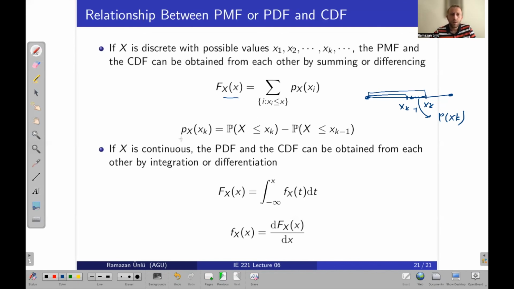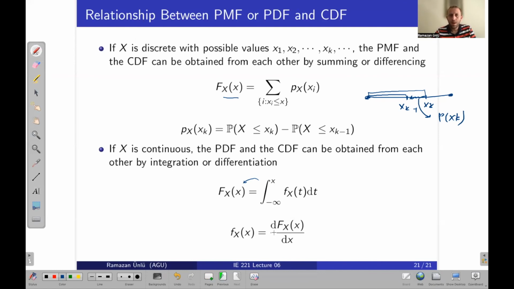If x is continuous, the PDF and CDF can be obtained from each other by integration or differentiation. So what I mean is, the integration of the PDF over the domain from minus infinity to x will give you the CDF, or if you have the CDF, simply the derivative of the CDF will give you the PDF. Okay, so this is the relationship between the CDF and PDF.